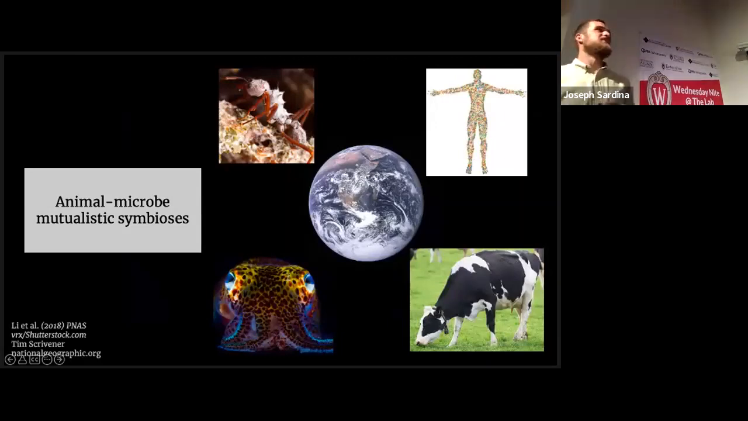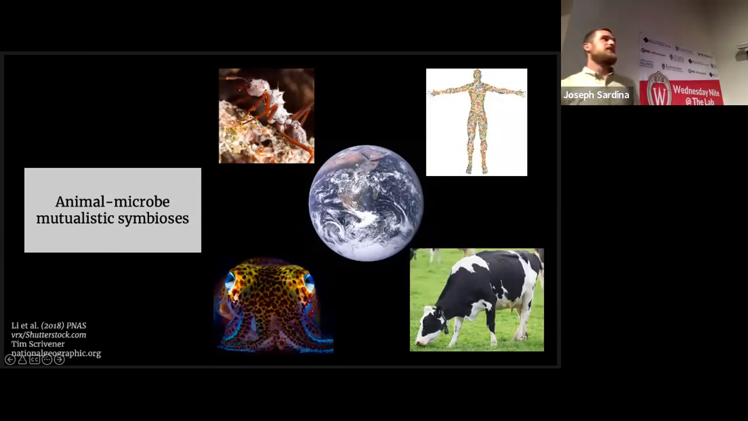And so what this means is that an animal and a microbe live in close association with each other, and both the animal host and the microbial symbiont mutually benefit from this interaction. And so we see these types of symbioses all across our planet. These are just a few examples. Many insects engage in these symbioses, including the fungus-farming ants, which I'll be talking about today.